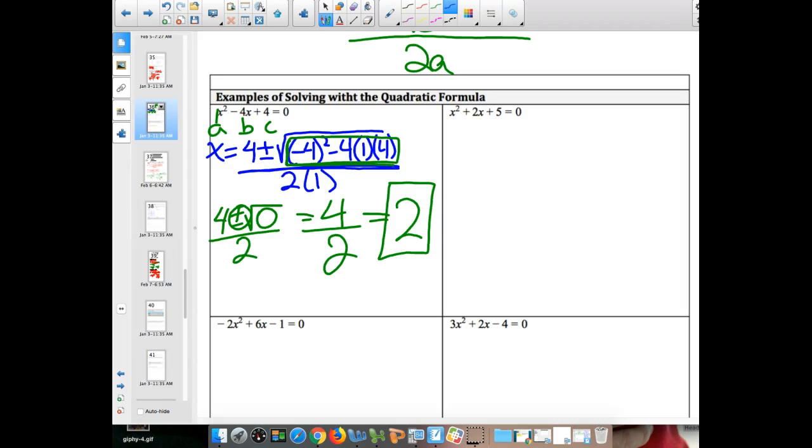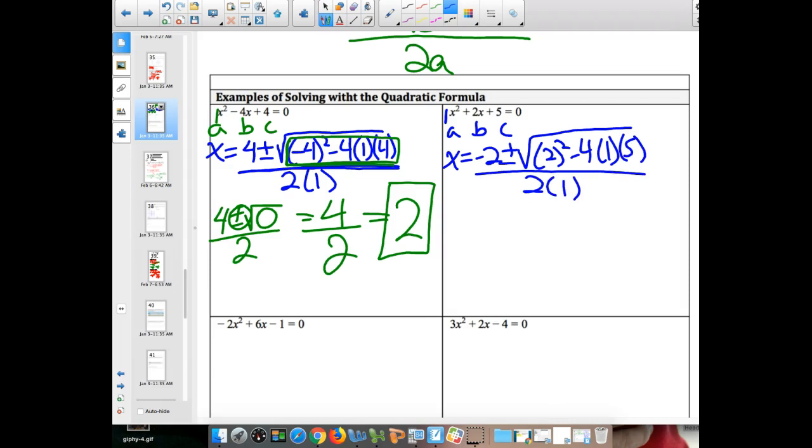Again, our A is really a 1 here. So I'm going to have A, B, and C. So I'm going to have x equals negative 2 plus or minus, and then I'm going to have 2 squared minus 4 times 1 times 5 all over 2 times 1. Again, all I want you to do is plug in what's in this square root here. Do not square root, do not divide, do not plus minus, just plug in what's in that rectangle.